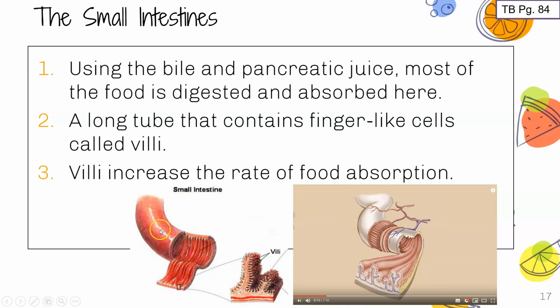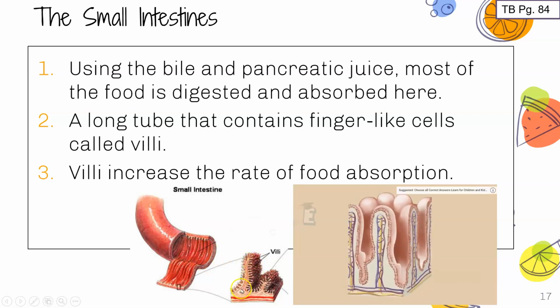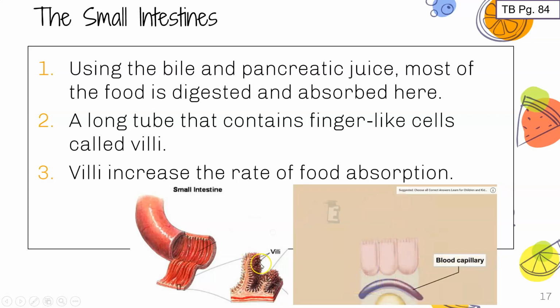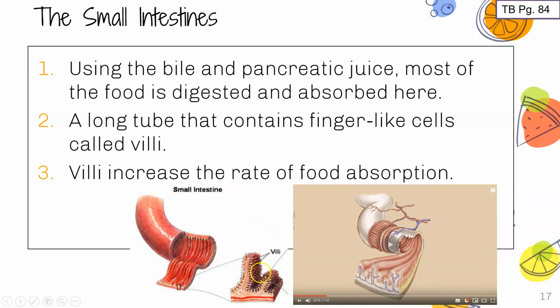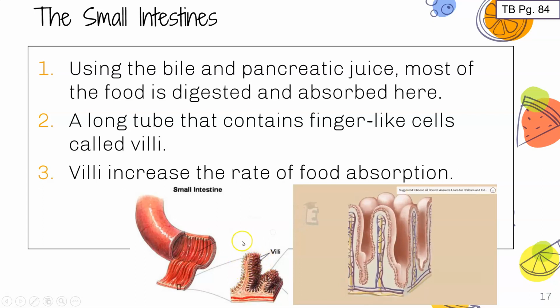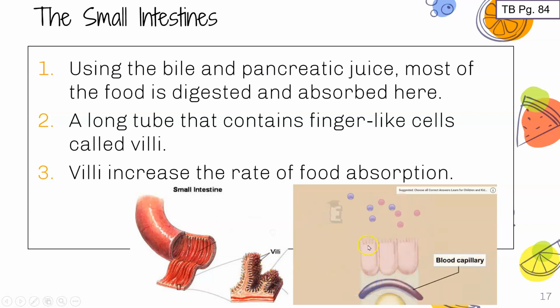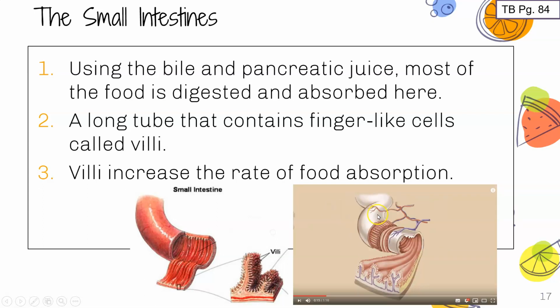So let's look at this cutaway diagram here. Over here you can see that the small intestine is lined with many of these villi, small little finger-like cells called villi. And the villi increase the rate of food absorption. How does it do that? That is because the villi increase the surface area to volume ratio in the small intestine. So if we look at this part over here, you can see that there are a lot of food molecules. Okay, let's wait for the video to return.